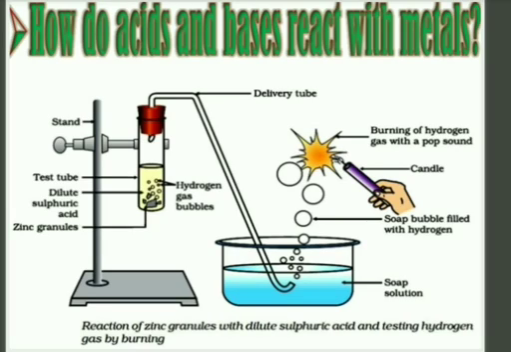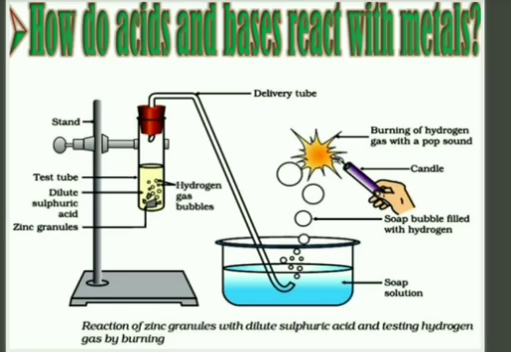We have taken one clamp stand and a test tube, and this test tube is connected with a delivery tube. One end of the delivery tube is inserted in the test tube and the other end is dipped in soap solution. We put zinc granules, and drop by drop we add dilute sulfuric acid to it and insert a cork on it so that the gas evolved will not escape into the atmosphere.